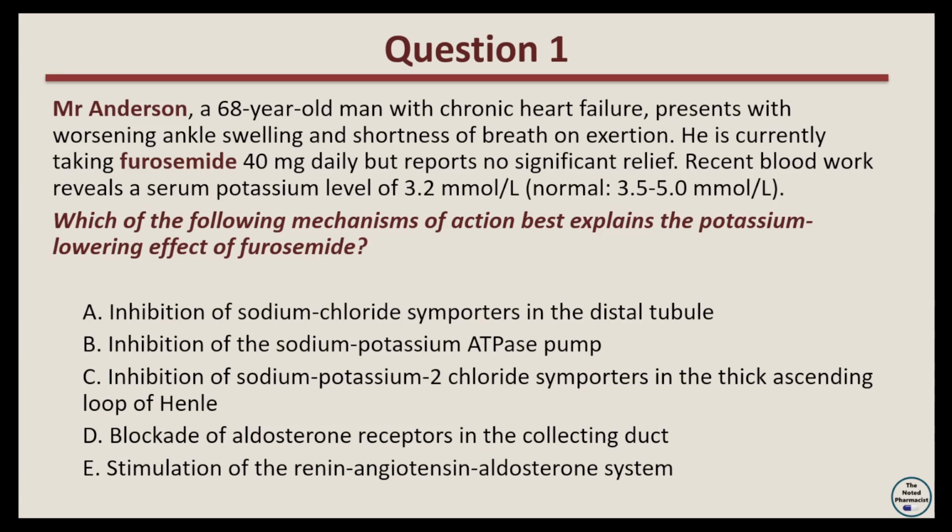Which of the following mechanisms of action best explains the potassium-lowering effect of furosemide? Option A, inhibition of sodium chloride importers in the distal tubule. Option B, inhibition of the sodium-potassium ATPase pump. Option C, inhibition of sodium-potassium 2 chloride importers in the thick ascending loop of Henle. Option D, blockade of aldosterone receptors in the collecting duct. Option E, stimulation of the renin-angiotensin-aldosterone system.